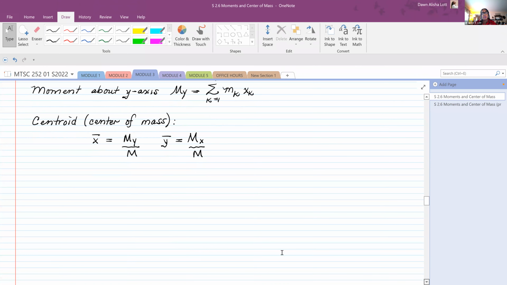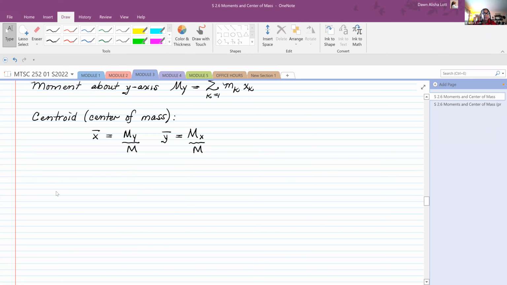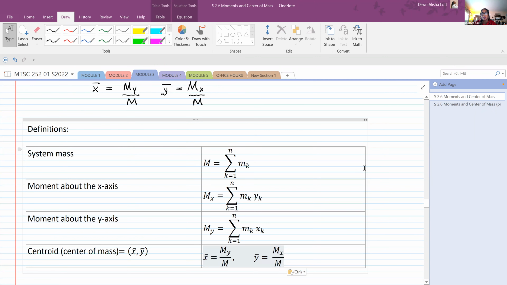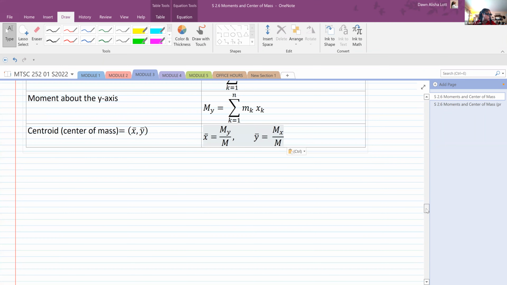Okay, so here's all the equations. All right, so these are our definitions. The system mass is to sum up all the masses. The moment about the x-axis is to sum up m, the mass, and the y, because that's the distance from the x-axis. The moment about the y-axis is to sum up the masses and the xk's, because those are the distance from the y-axis. And then the x coordinate of the center of mass is my over m, and the y coordinate is mx over m. Okay, so let's do one.